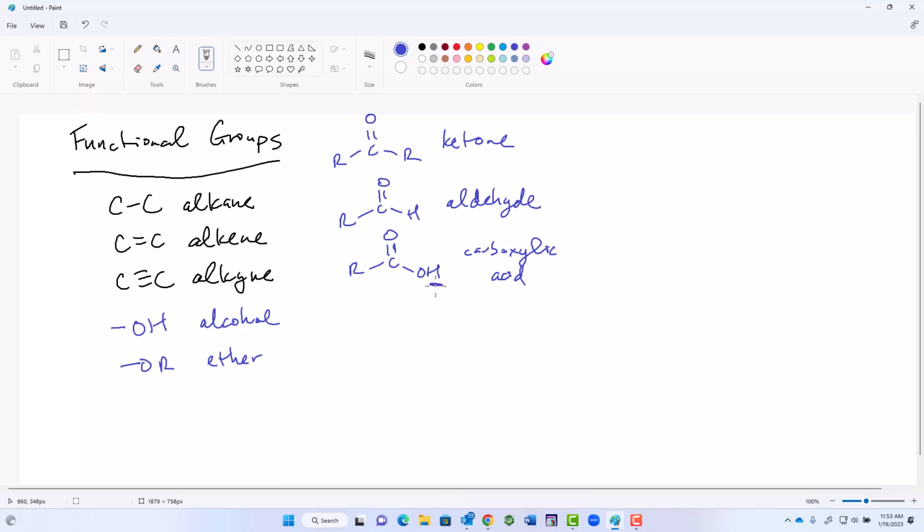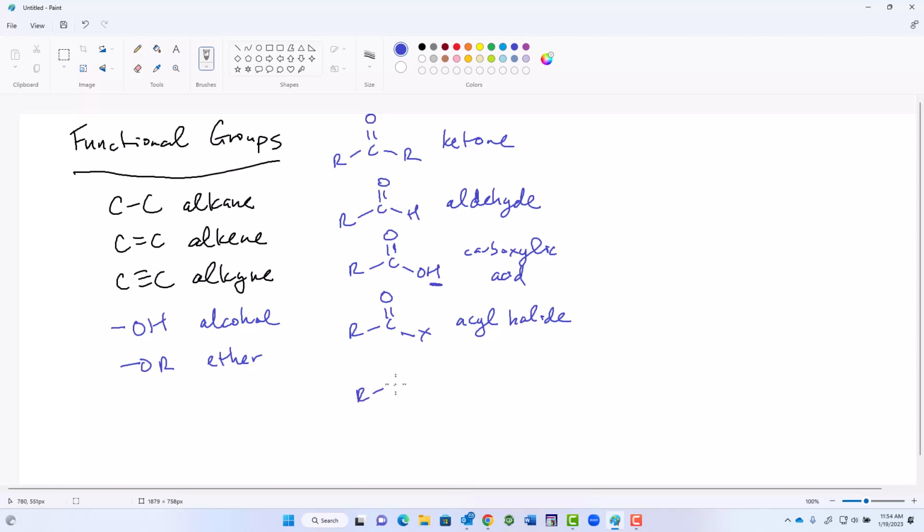If we change that H or that R group to an OH, we call this a carboxylic acid. Acid because this H makes it a Bronsted-Lowry acid. These tend to have pKa's of around 5. If we instead change that OH, H, or R to an X, meaning a halide, we call this an acyl halide, and that halide is replaced with whatever it is. If the X is a Cl, we would call this an acyl chloride. If it's a Br, we would call it an acyl bromide. If it's an F, we would call it an acyl fluoride.